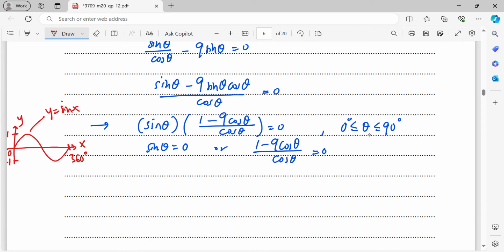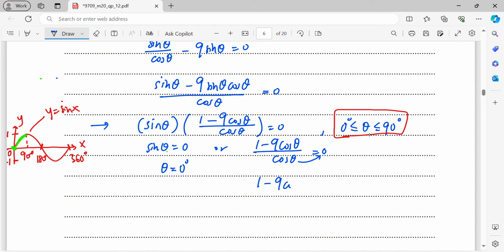Now, your theta is just defined from 0 to 90. That means here is 180 and then this is 90. So from the graph, from 0 to 90, that means we are just referring to this part. And the sine theta equals to 0 means it is when the angle is at 0 degrees, right? Which means now I get one value. Theta is 0 degrees.